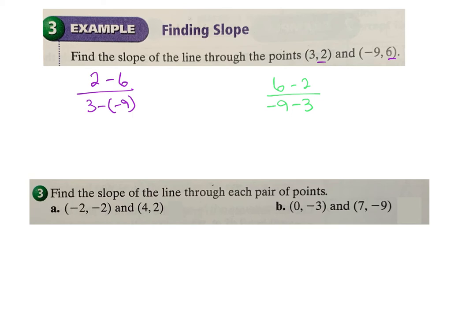All right, what is 2 minus 6? Negative 4. What is 3 minus a negative 9? 12. Positive 12, it reduces to negative 1/3, all right? And you'll see over here, 6 minus 2 is 4, negative 9 minus 3 is negative 12. You get the same answer. That slope is negative 1/3. When you are graphing, make sure that if you are giving me the slope of a graph, your negatives and positives match what's going on. A negative slope will go down from left to right. A positive will go up from left to right.